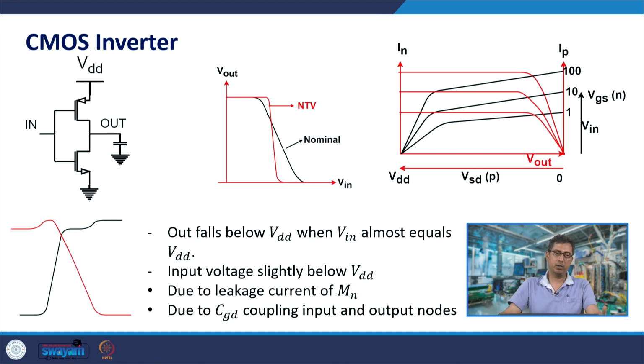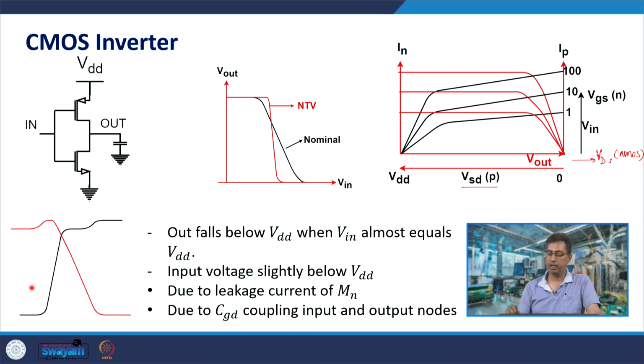The most basic static combinational gate is the CMOS inverter. Let us see what is the difference in the operation of the CMOS inverter in the above threshold or super threshold regime and in the near threshold regime. When the output voltage increases, VDS of the N MOSFET increases. When the output voltage reduces, it is the VSD of the P MOSFET which reduces.